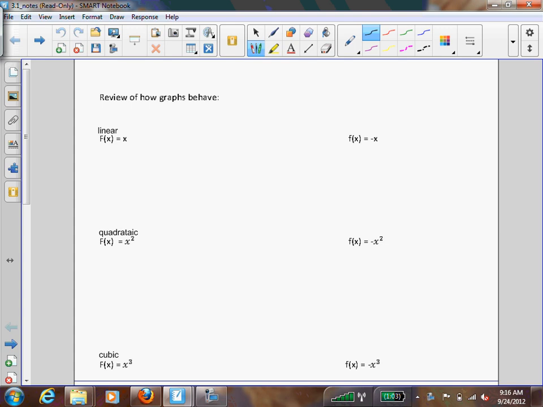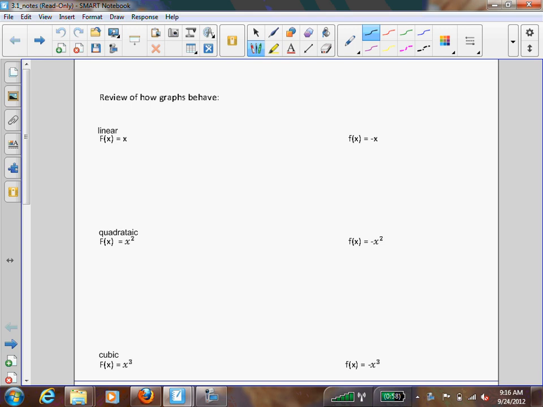So when we're trying to figure out symmetry, guys, if we know in our mind what this picture or what this graph function looks like, then we can do a better job of graphing it and deciding how it's going to be symmetrical. So linear. Linear is f of x equals x, or y equals x.